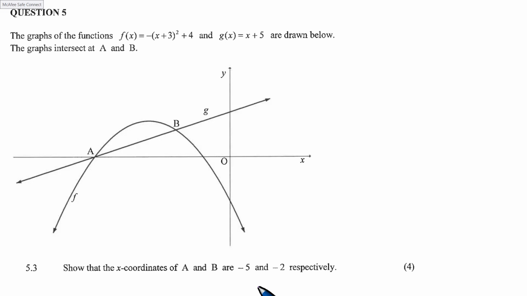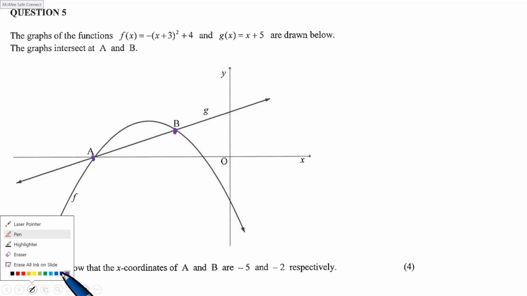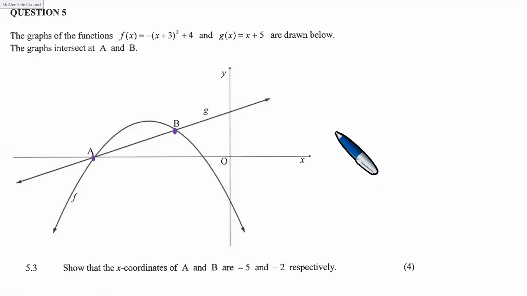You need to show that the coordinates of A and B... Now we can see that first and foremost, A and B are just points of what? Points of intersection. So if A and B actually are points of intersection, what do we do with the points of intersection? Now we need to equate them. So the answer to 5.3 would be as follows.